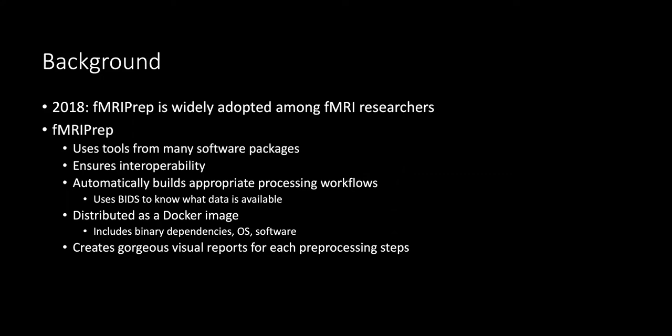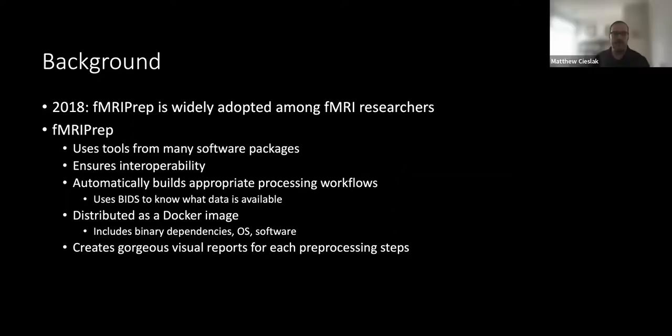And fMRIPrep was a pretty noteworthy piece of software because it had some major advantages over other fMRI pre-processing tools. One of the big things that it did is it used software from many different packages. Included in fMRIPrep were AFNI, FSL, ANTs, C3D, and a whole bunch of Nilearn. It made sure that the data going between the software packages, when you switched from one to the other, was correctly handled by the downstream software package.